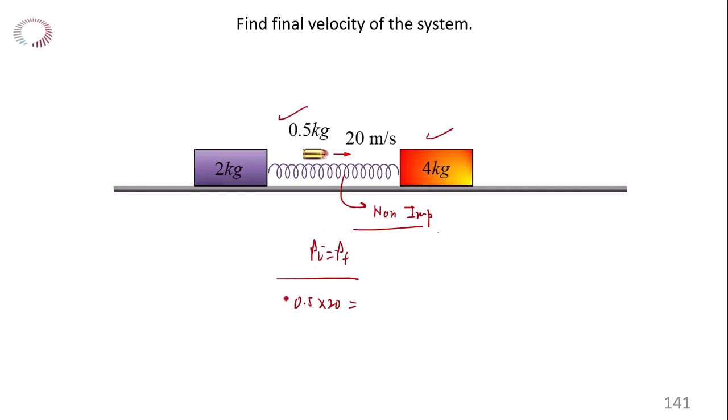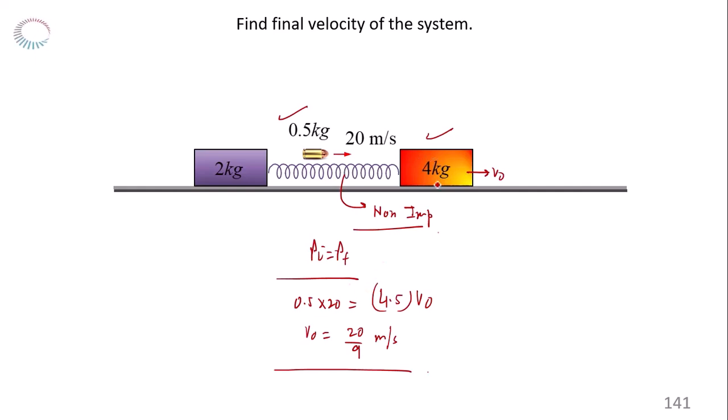So initially the bullet has this much momentum. Once the bullet hits the 4 kg block, the momentum has changed. That is equal to 4.5 into v naught. Let us say they are moving with the velocity v naught. Now the 4 kg block starts to move with the velocity v naught. So from that, what is the value of v naught? I am getting v naught equals 20 by 9, 20 by 9 meter per second. So this is the velocity of the system, the 4 kg block is moving.